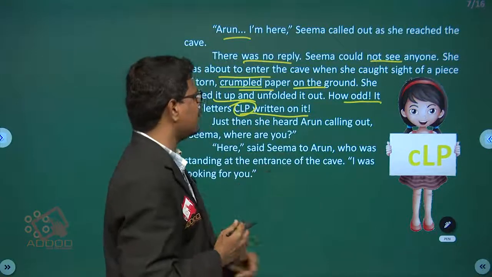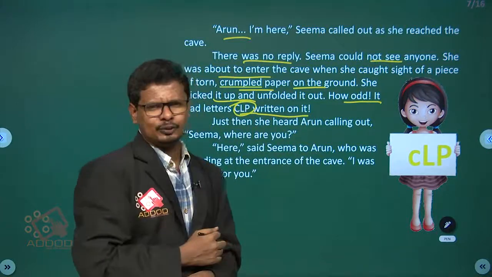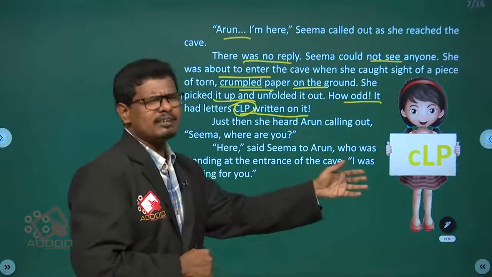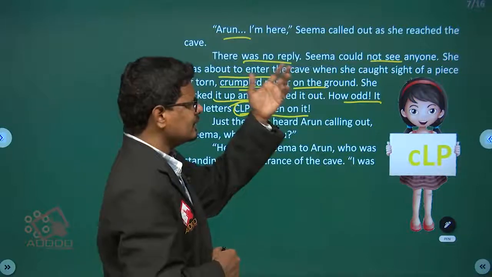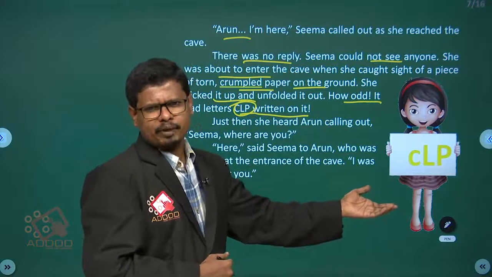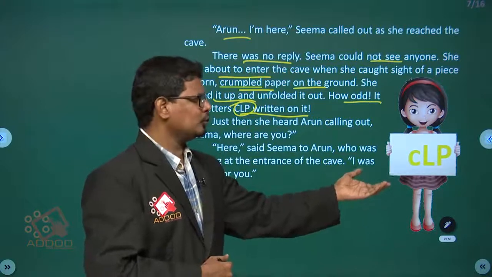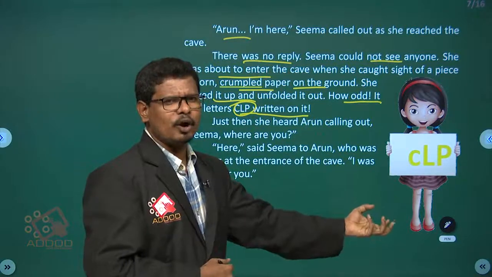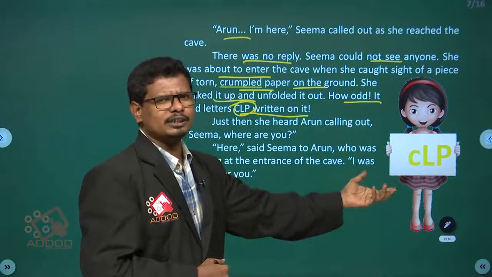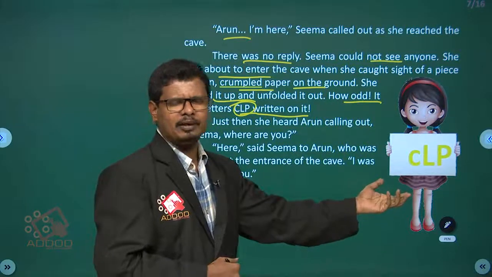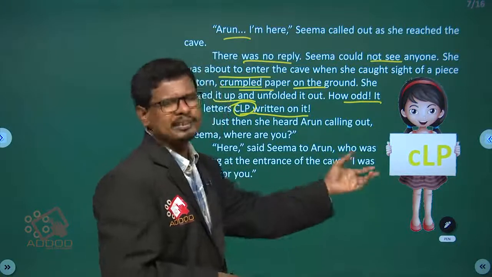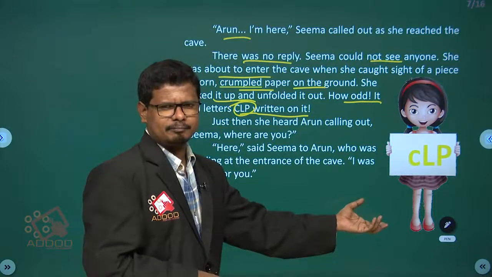Just then she heard Arun calling out, "Seema, where are you?" He waited for some time, but she didn't come. There was a dialogue by Seema to which Arun did not respond. After that, there was no dialogue from Seema, and Arun was expecting that she would be there in the cave any time, but Seema got caught up by a piece of paper, and she was standing there.